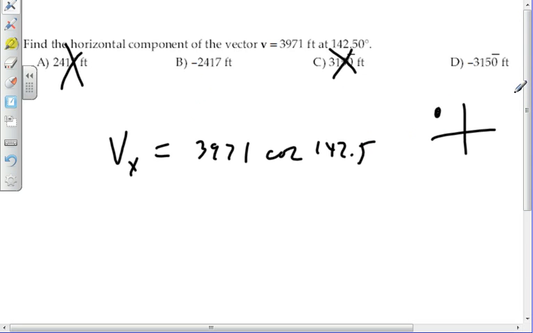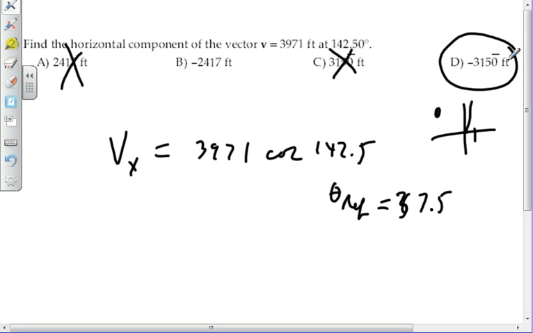Okay, so now do we want to put it on a calculator or do we want to guess? We're going to guess. If we guess, we find that the first quadrant reference angle here is going to be like 30-something, 37.5, right? So that's going to be a pretty big number because we have to get all the way up to 60 before it's a half. So I would go with D. And then I'd put it in my calculator just to make sure. 3971 times cosine 142.5. Yeah, that's the right answer.